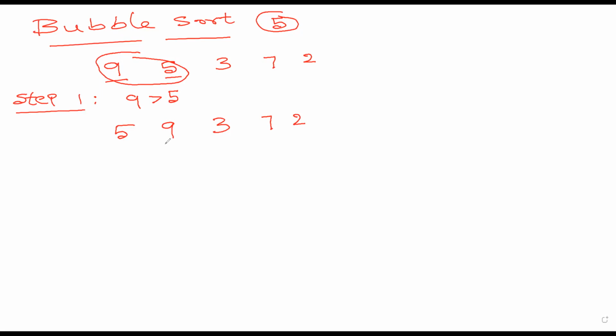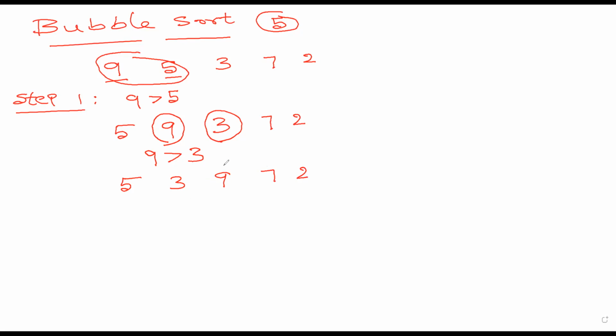Next, we have to compare the element at first position with the element at second position. Here, the first position element is 9, the second position element is 3, and 9 is greater than 3. So we are going to arrange our data in ascending order, and that's why we need to swap those two elements. After swapping we will get 5, 3, 9, 7, 2.